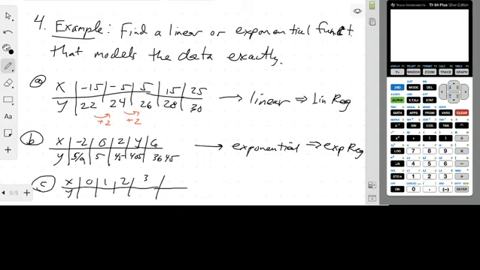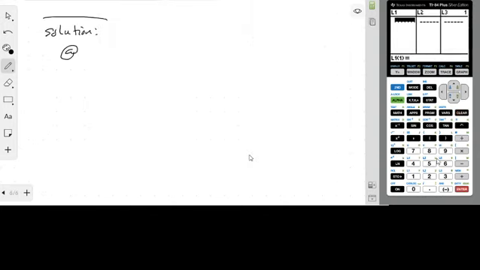So you enter your data into your lists. Okay, so go to Stat, Edit, clear out old data. So for linear regression, we know this data is exactly linear, so we really only need to put in 2 data points. So I'm going to do that to save time.